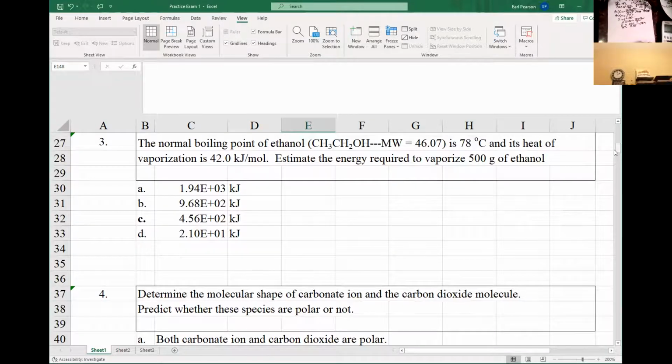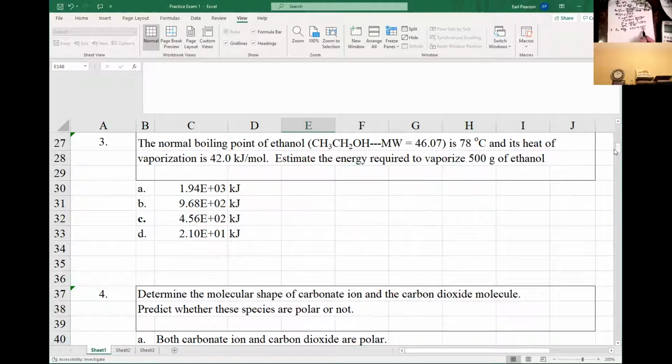Maybe I'll try working this on the bottom of the page here. Number 3. I want the energy to vaporize 500 grams of ethanol if the delta H of vaporization is equal to 42.0 kilojoules per mole.